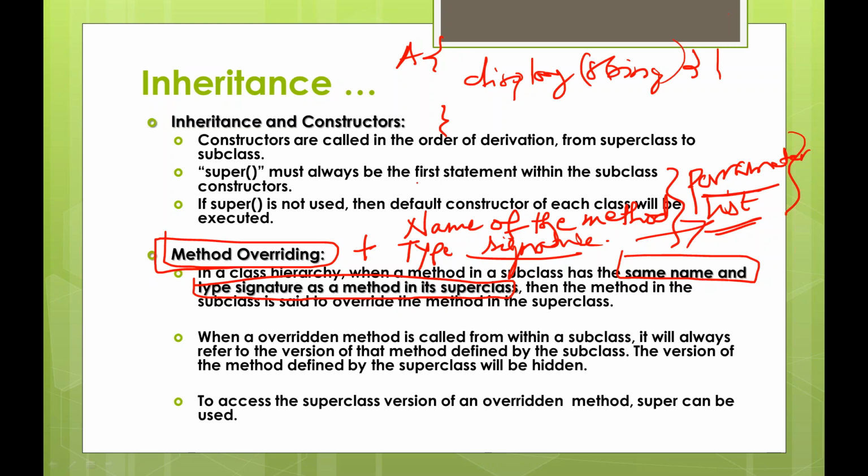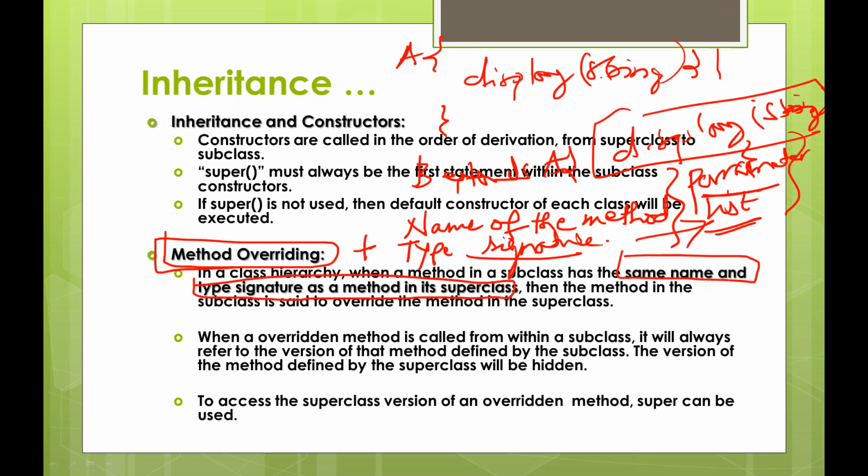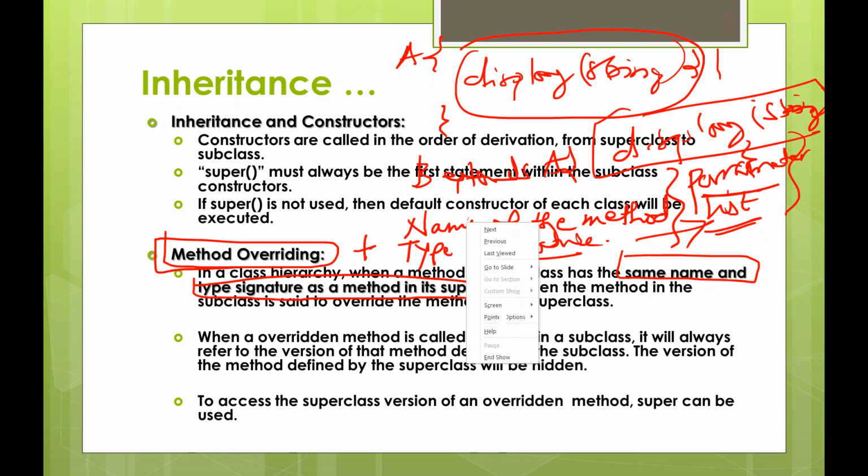And I have class B which extends A, and it also has method display. It also takes a parameter of string. So this is when we call methods are overridden.